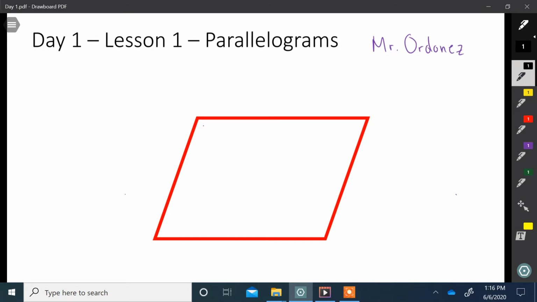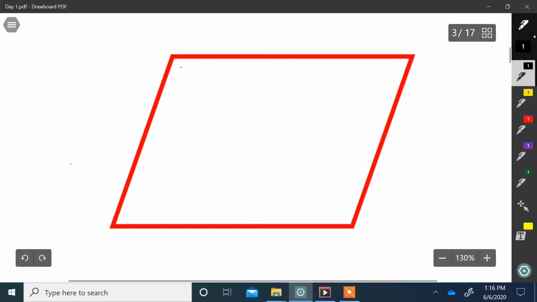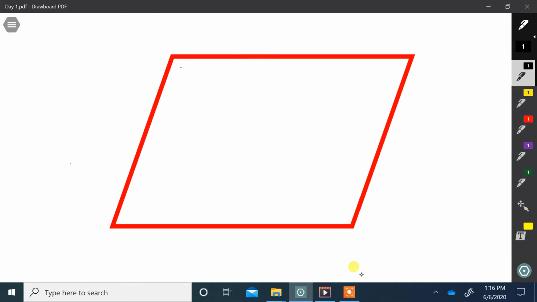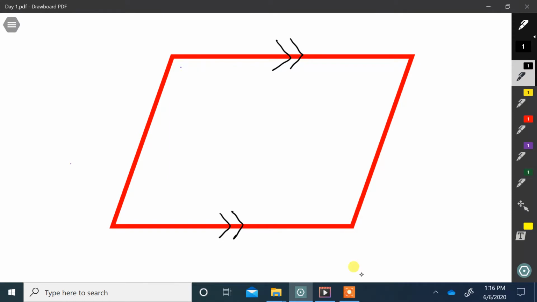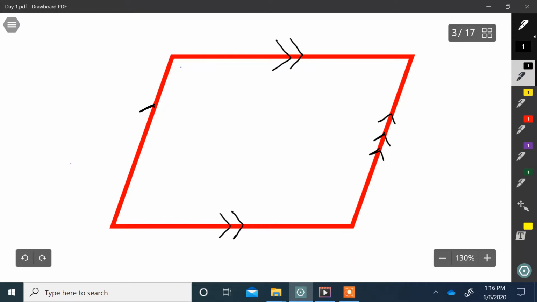This is lesson 1. We're going to talk about parallelograms. And yeah, let's dive into it. Alright, so in here I have a parallelogram. And a parallelogram is formed by parallel lines. So this is parallel. Those two lines are parallel. Okay? And this line is parallel to this line right here.